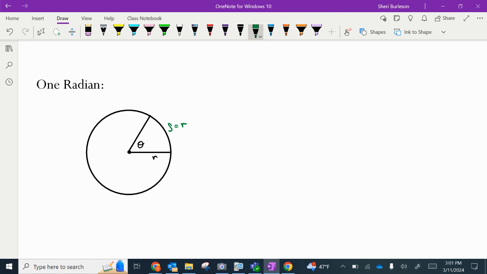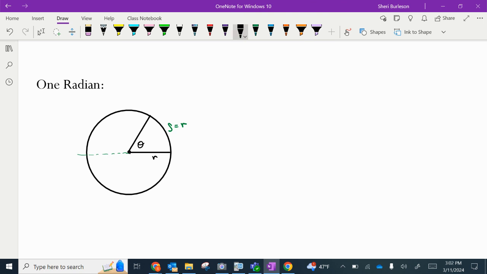So if I took this measurement, that long, and I ran it around the radius, curved it around there, the angle that's created by an arc length that equals the radius is called a radian. Okay. So if S equals the radius, then the angle is 1 radian. Is that what you're saying?